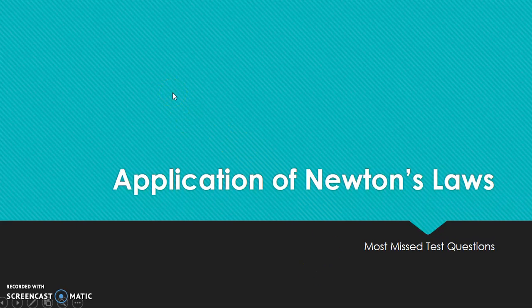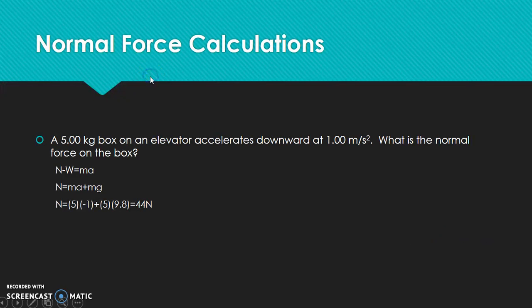So again, these were the most missed multiple choice questions for every subsection in the application of Newton's Laws. Alright, the first one was a normal force calculation, and the problem states that a 5.00 kilogram box on an elevator accelerates downward at 1.00 meters per second squared. What is the normal force of the box?